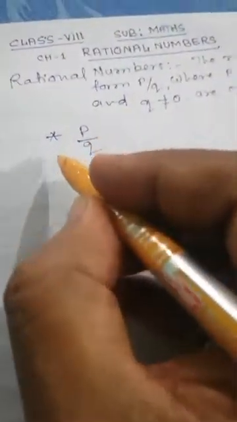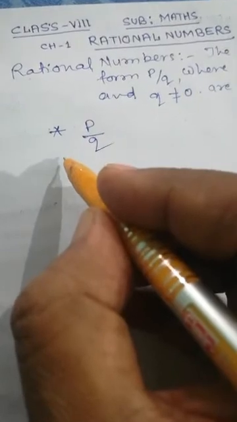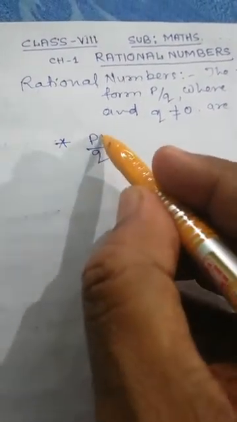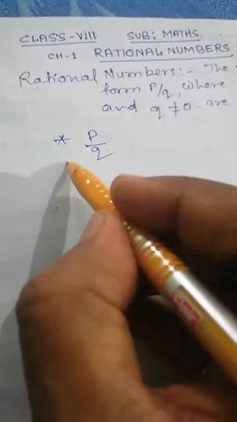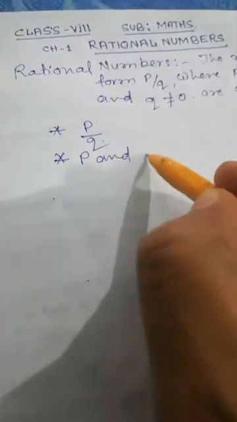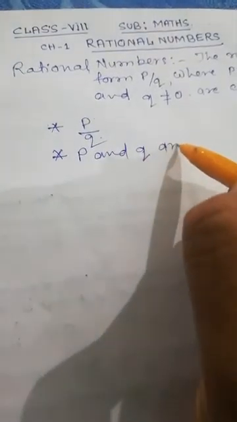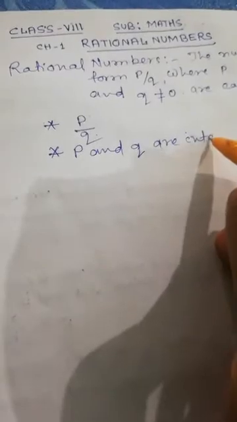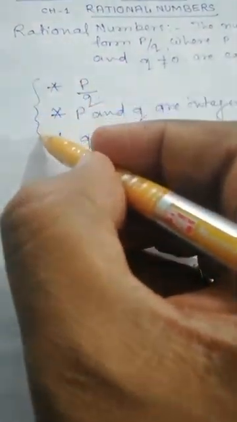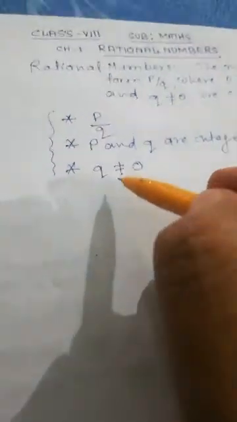So, for being a rational number, three conditions should be satisfied. First one is the number should be in the form of p by q. Second one is p and q are integers. And third one is q should not be equal to 0. If all these three conditions are satisfied, then the number is a rational number.